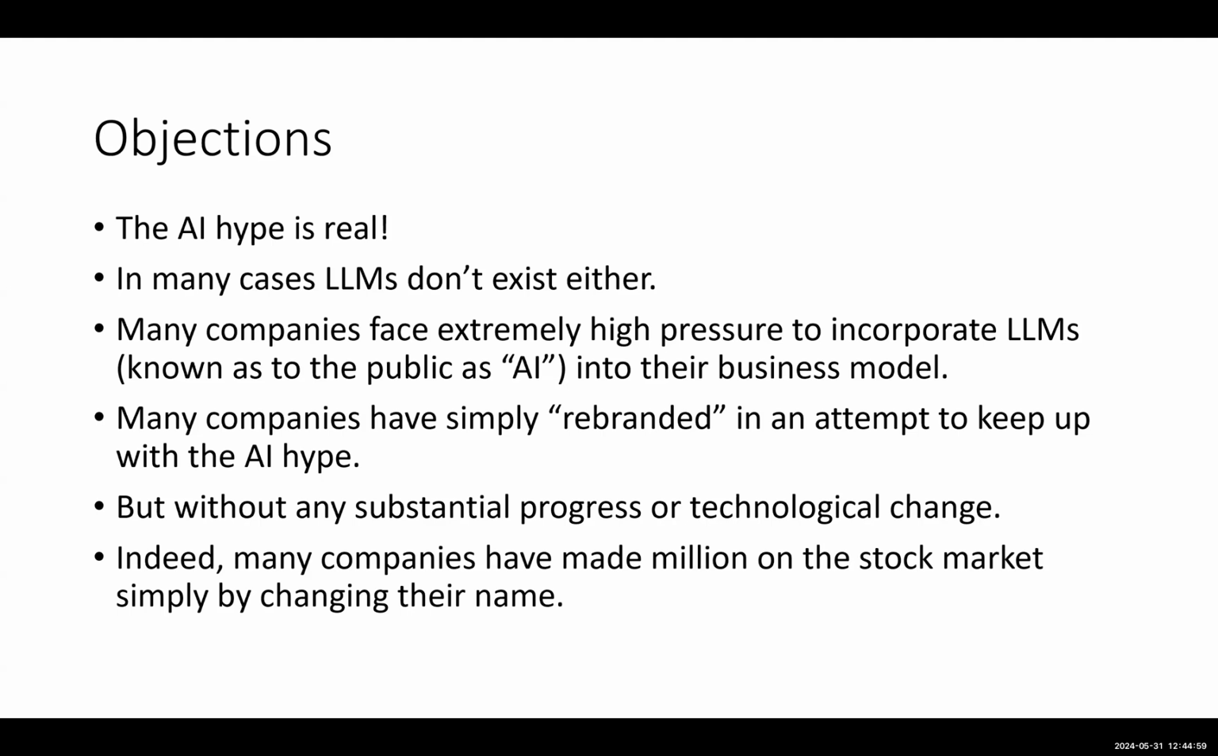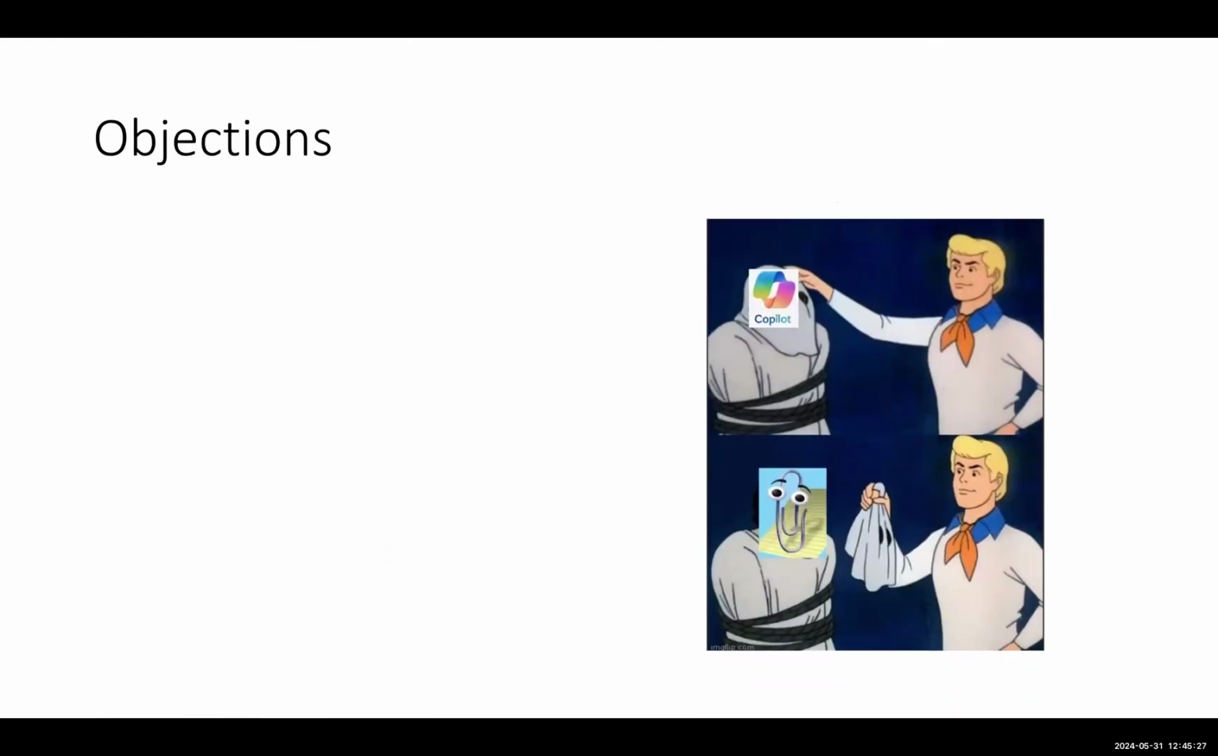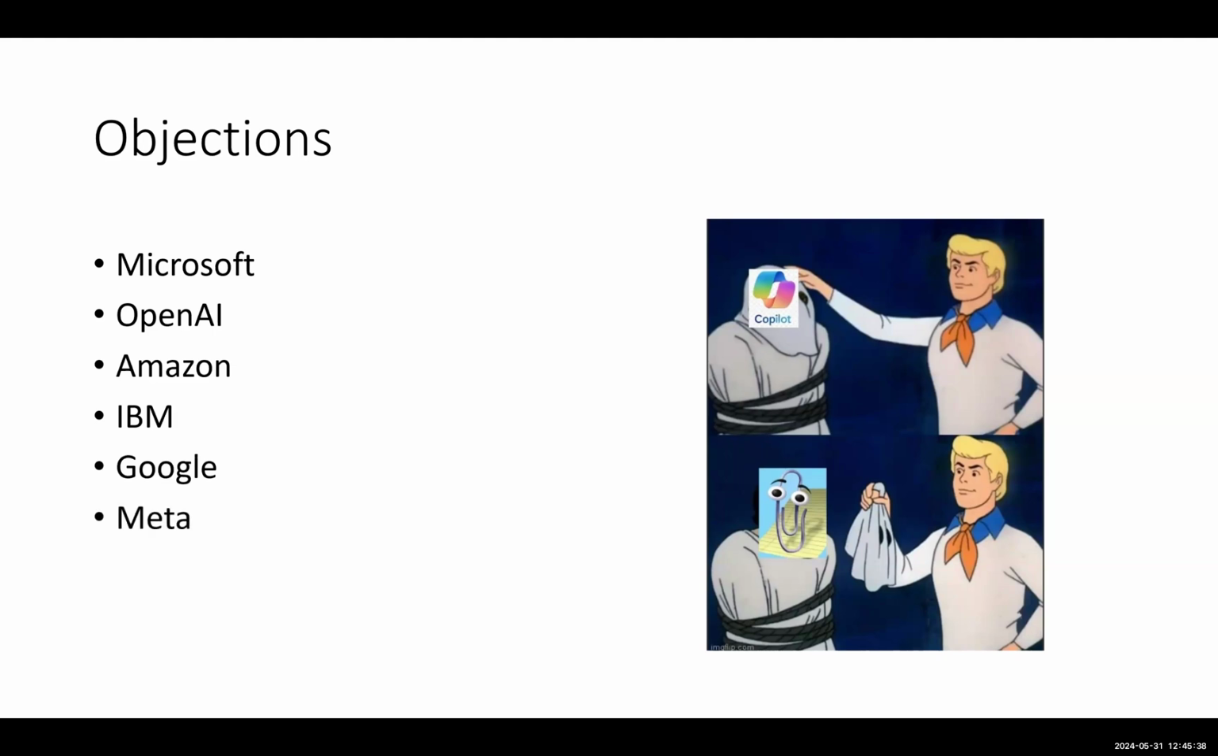Indeed, many companies have been making millions, if not billions of dollars off of the stock market simply by changing their name without really doing much else. Indeed, this is a really big issue when you think about the major players in AI technology. Right? You've got companies like Microsoft, OpenAI, of course, Amazon, IBM, Google, Meta.